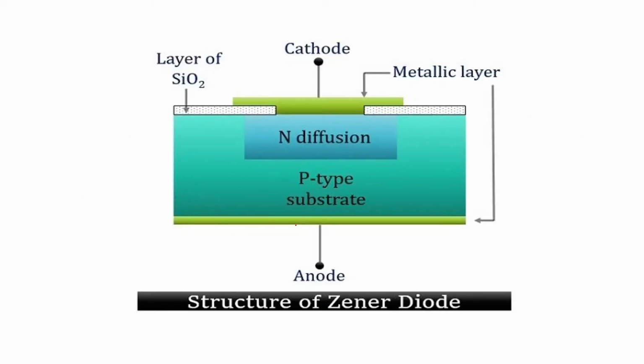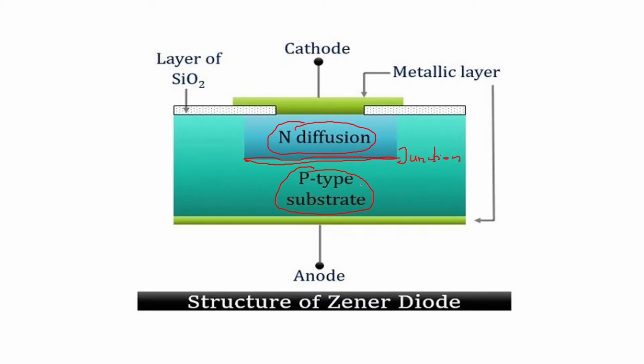Then if you go to see the construction of Zener diode, both P and N type materials are diffused, and then you get that PN junction. Here you can see a P type substrate. This is P type material in which N type material is diffused. Now diffusion has taken place, and here you have the junction between P and N.